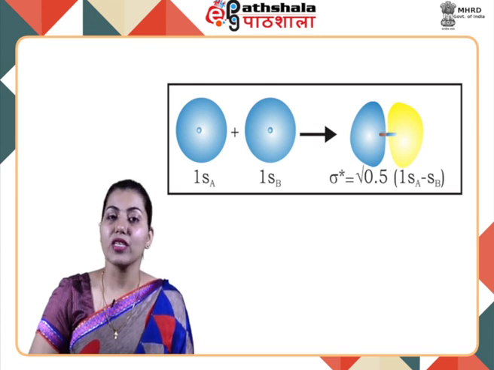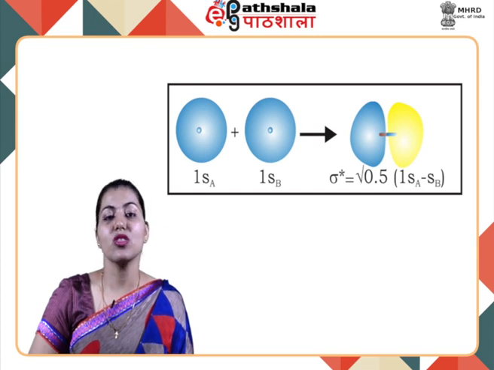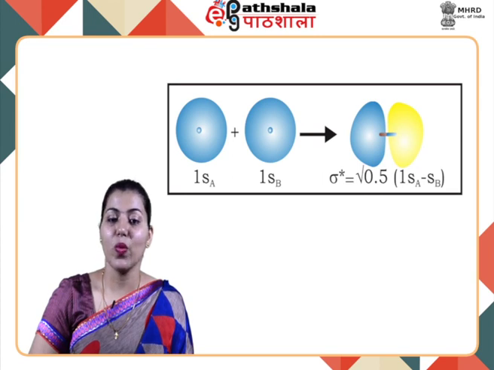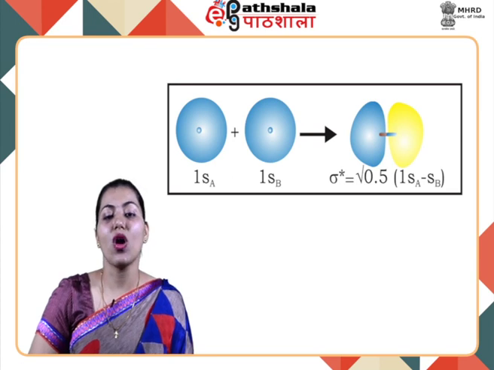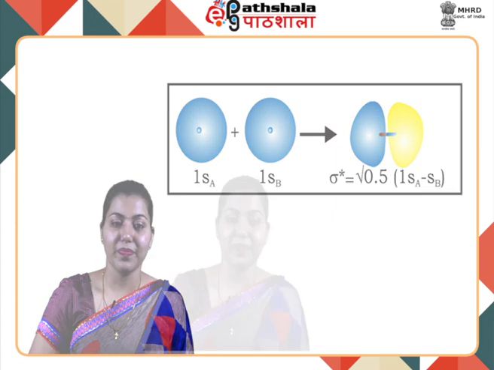The out of phase overlap decreases the amount of electron density between the two nuclei. This is shown in figure 3, where we can see that the out of phase addition of the two atomic orbitals is taking place, giving rise to a nodal plane.